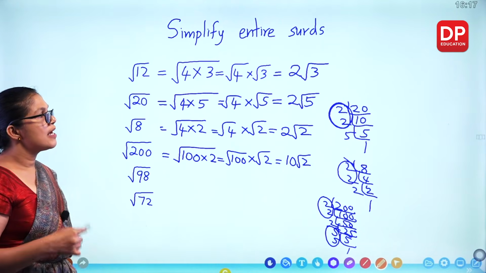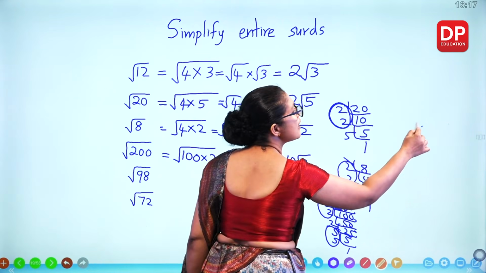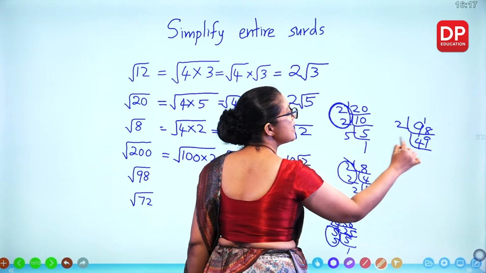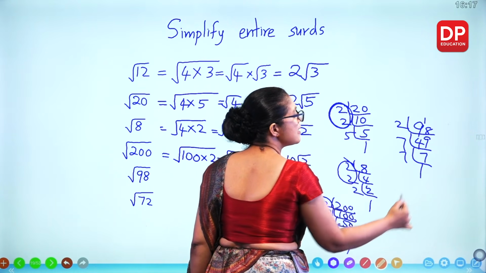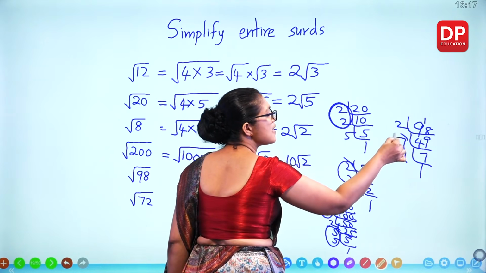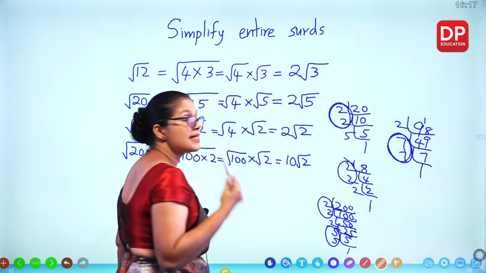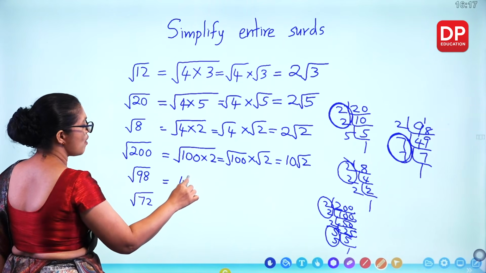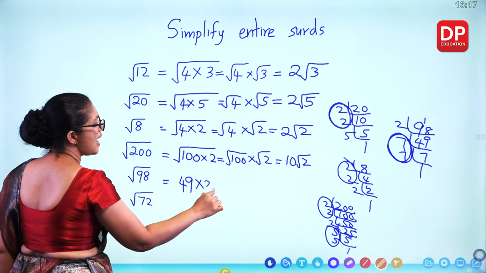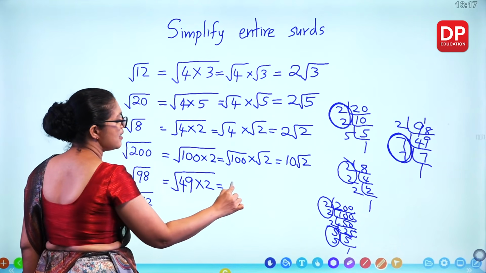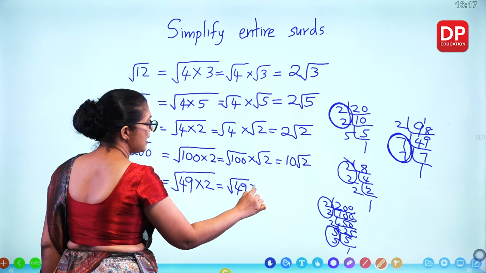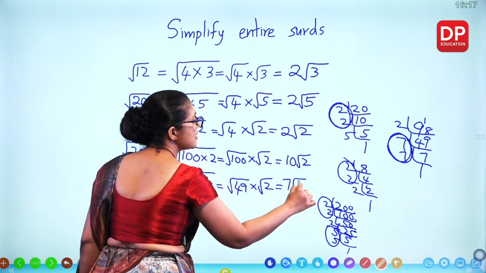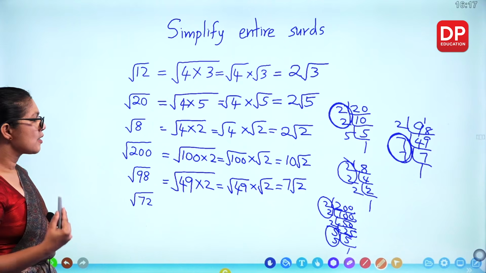What about 98? What's the square number you can get for 98? When you divide by 2, you get 49. Then you can divide by 7 and write 7 times 7. So what's the square number here? 7 times 7, that's 49. So I can write instead of 98, 49 times 2. And then square root of 49 separately and square root of 2. Square root of 49 is 7. So 7 root 2. What about 72?